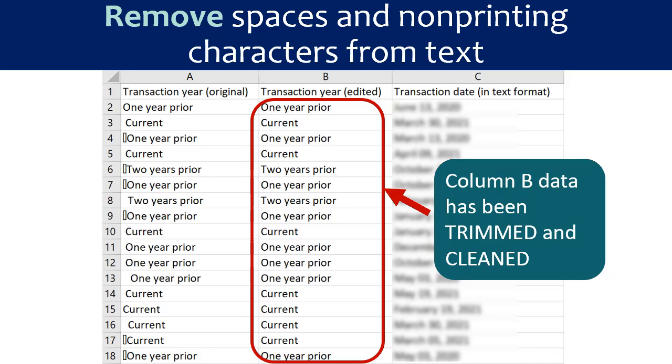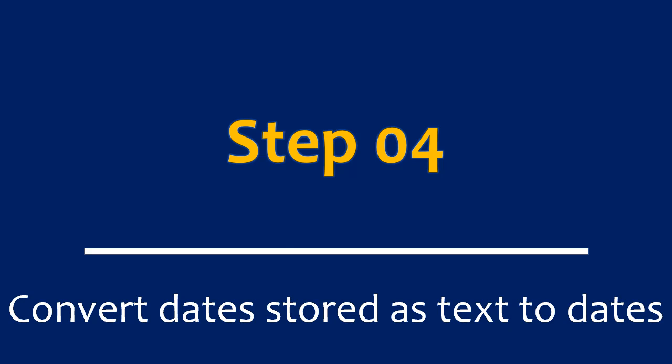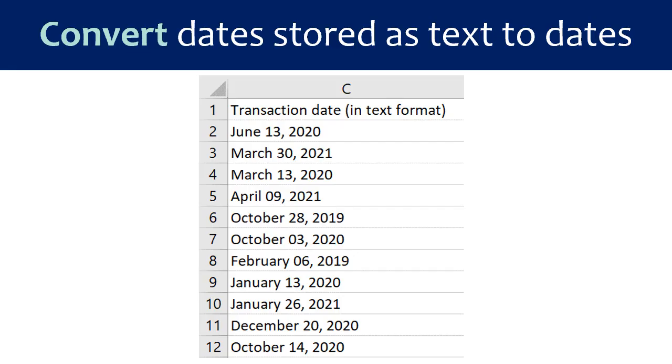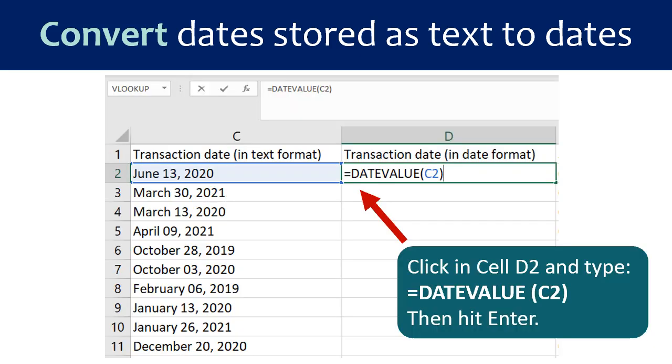Column B data has been trimmed and cleaned. In this step, we will be converting dates stored as text to date format. These dates are stored as text currently. We would be unable to use them in formulas or have them display in a different date format if left as text. So we are going to convert these text fields to a date value.